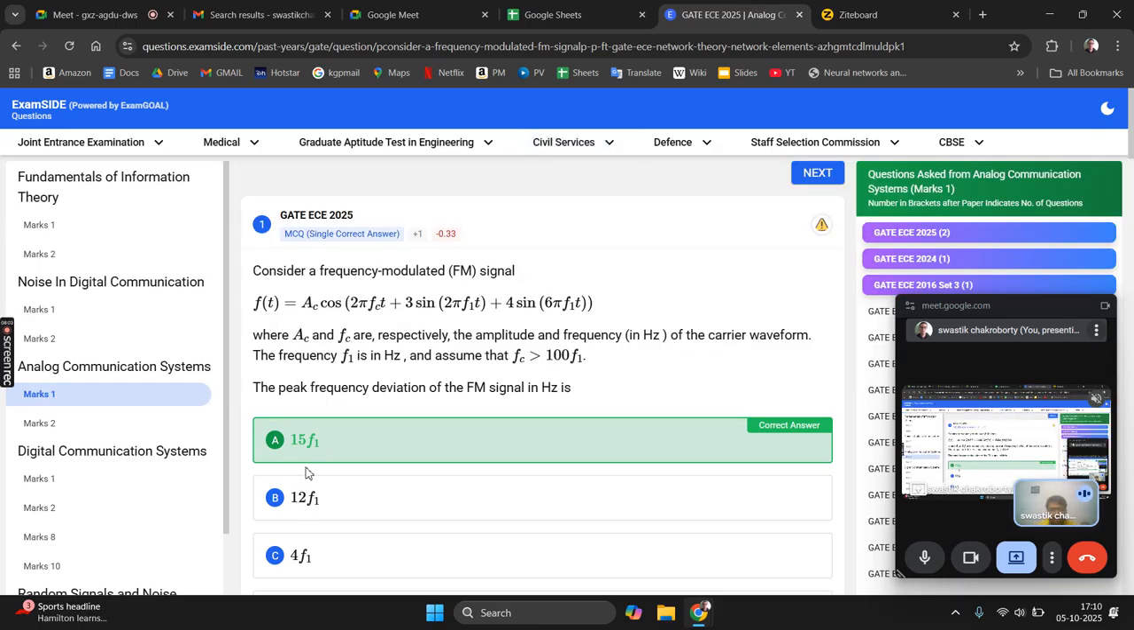Here you see that fc much greater than 100 f1 is given but is not used. So in GATE sometimes these kind of assumptions or redundant facts are given and you have to see through them.